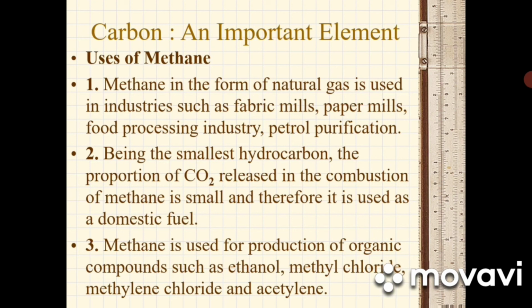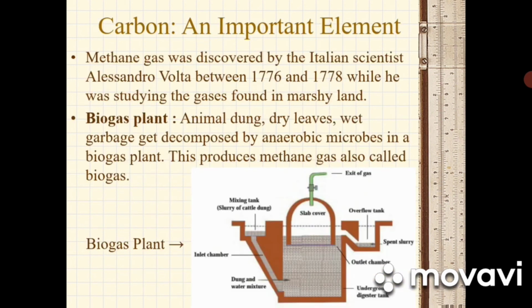Methane is used for the production of organic compounds such as ethanol, methyl chloride, methylene chloride, and acetylene. Methane gas was discovered by the Italian scientist Alessandro Volta between 1776 and 1778 while he was studying the gases found in marshy land. Biogas plant. Animal dung, dry leaves, wet garbage get decomposed by anaerobic microbes in a biogas plant. This produces methane gas, also called biogas.